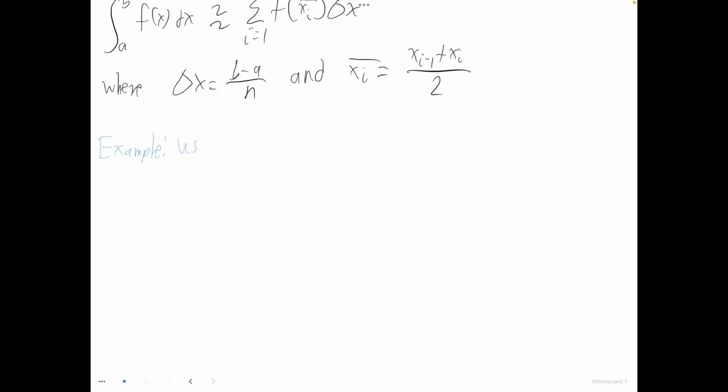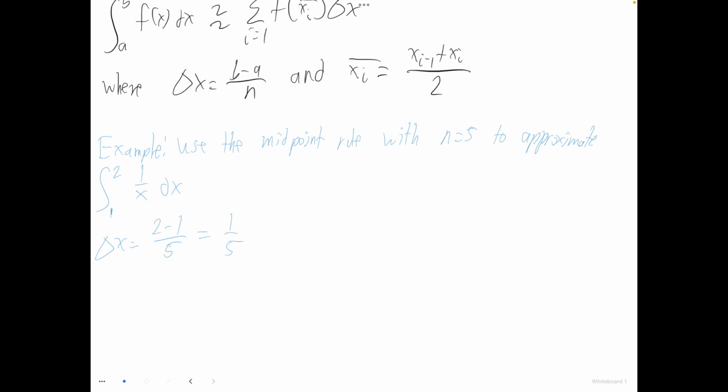Okay, so we want to use the midpoint rule with n equals 5 to approximate the integral from 1 to 2 of 1 over x dx. Our interval is 1 to 2, so if we compute delta x, it is 2 minus 1 over 5, so we're going to have 1/5.